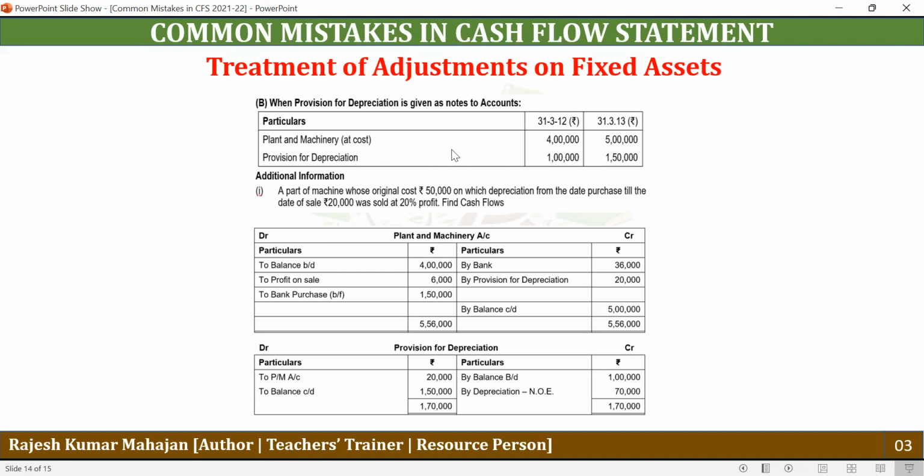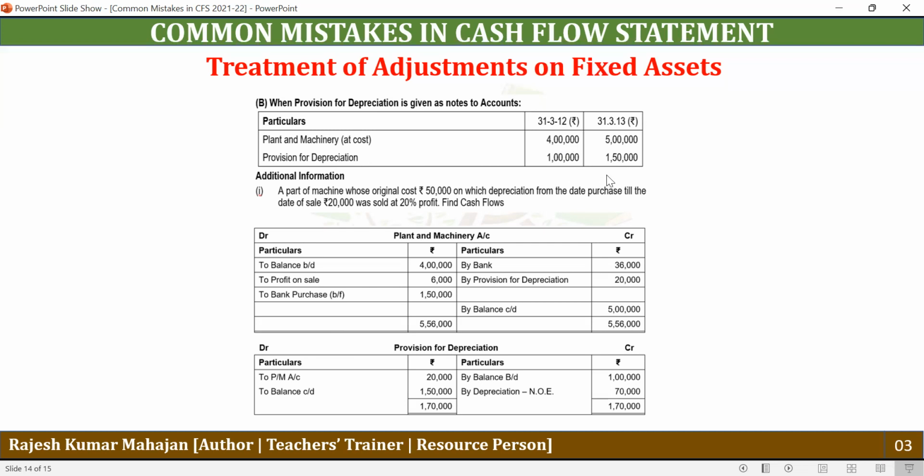What is the meaning of provision for depreciation here? In the beginning of the year, you had plant and machinery at the original cost, the price paid, rupees 4 lakh. And against rupees 4 lakh, the company had charged depreciation of rupees 1 lakh. So 1 lakh is the depreciation on the total cost of the asset of 4 lakh rupees. But at the end of the year, where the plant and machinery is rupees 5 lakh and the provision for depreciation is 1,50,000, it means against rupees 5 lakh, the depreciation is 1,50,000 rupees.